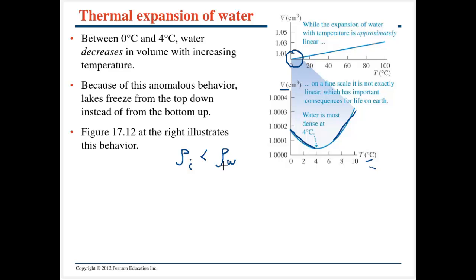This has huge implications for, say, marine life and everything. The ice is going to form on top, and it's going to insulate a lake and essentially protect the marine life below it. Something else you can kind of see is water is most dense at 4 degrees Celsius, so at the bottom of a very deep lake, the water is going to be 4 degrees Celsius, no warmer, no colder.